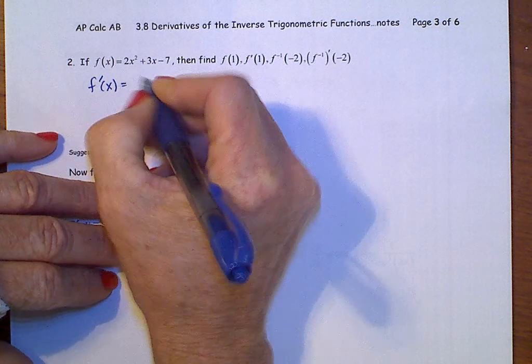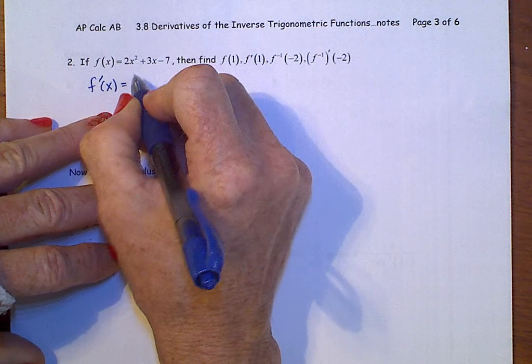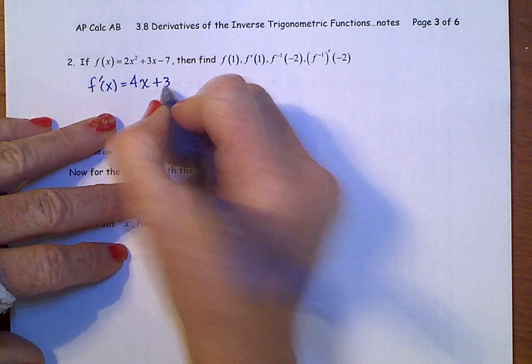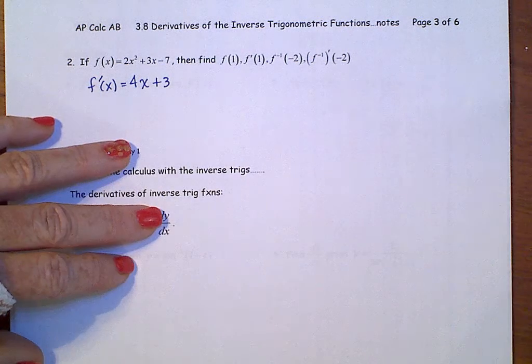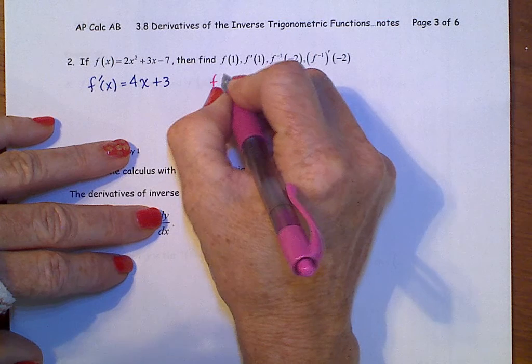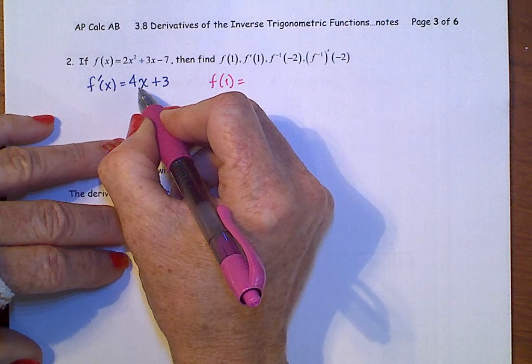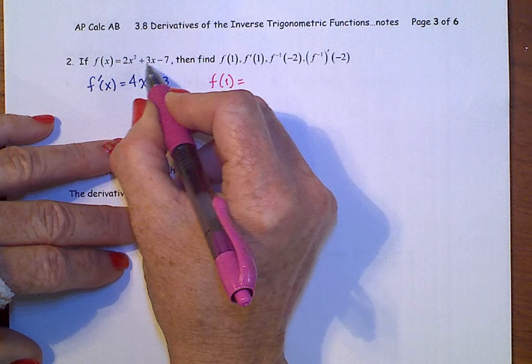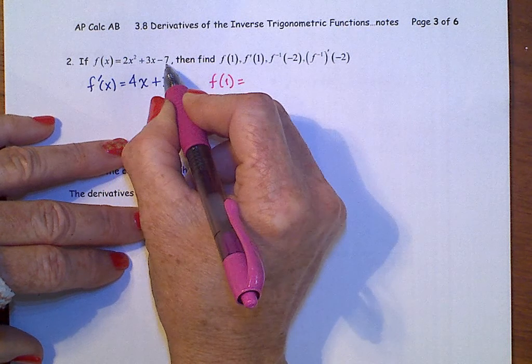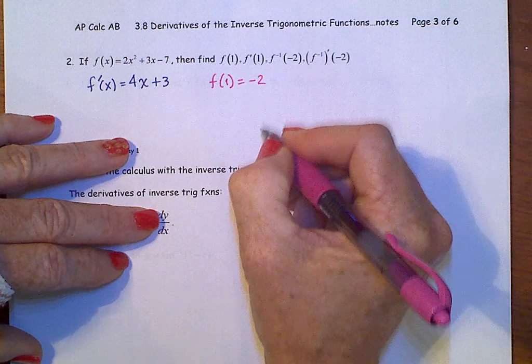So, since we're going to have to find a derivative, let's go ahead and find that right off the bat. f prime of x is 4x plus 3. Great. Now, f of 1. Plug in a 1 in here, and we'll get 2 plus 3 is 5, minus 7 is negative 2.